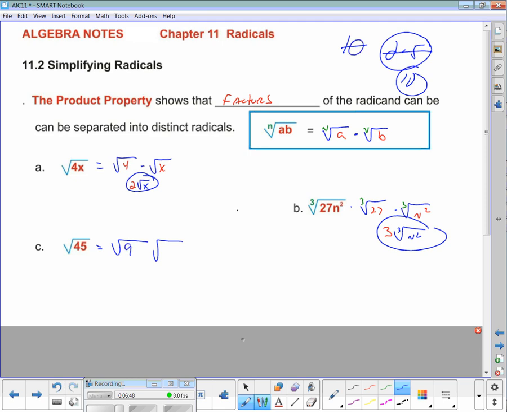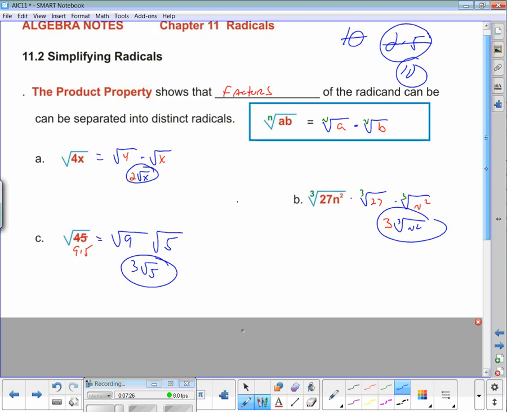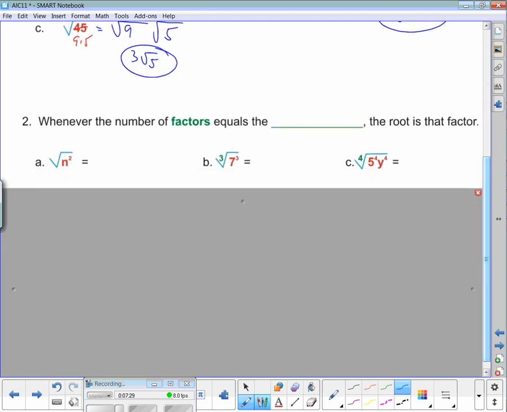But what if we go a 9 times a 5? Because hopefully you agree 9 times 5 is 45, right? Again, if you don't understand, a 45 is a 9 times 5, and we can split it up. And the reason we want to choose 9 and 5 instead of 3 and 15 is we can take the square root of 9, that is a 3, and so we end up with 3 times the square root of 5, a more simple result. And that's what we're after, simplifying. We want a more simple result. Okay? All right, so let's look at the next aspect.